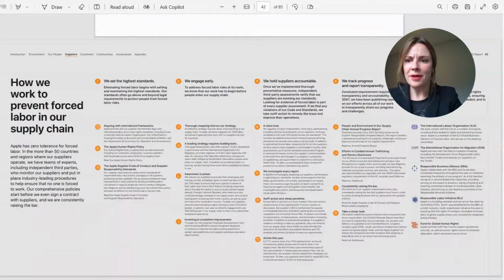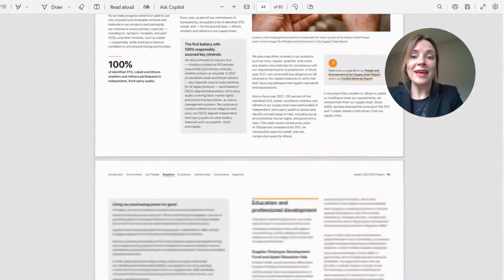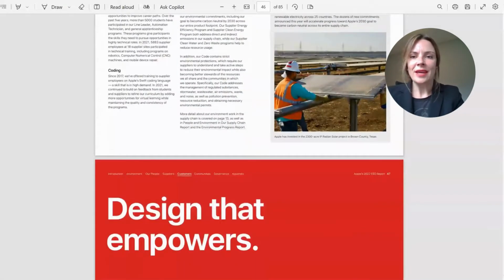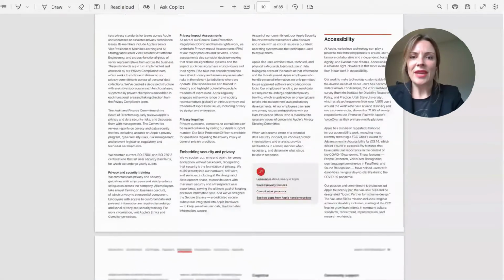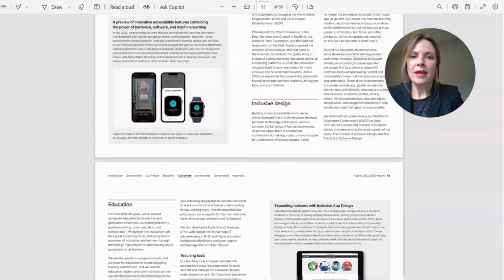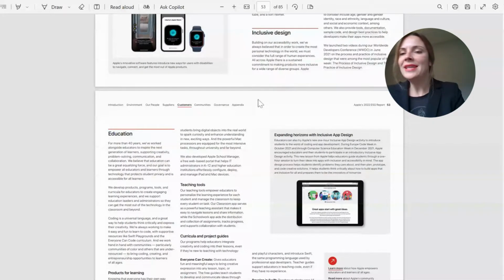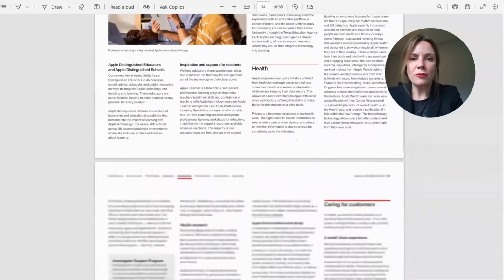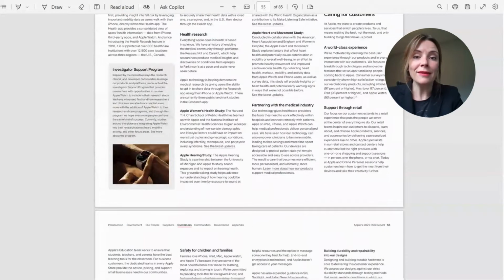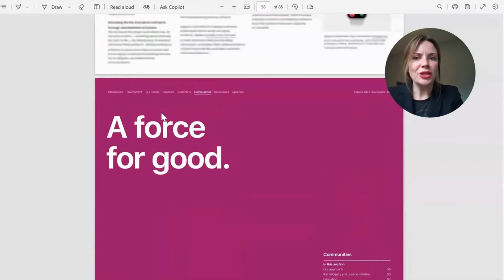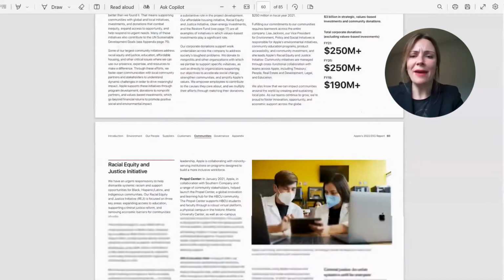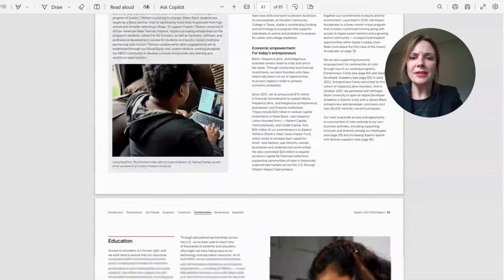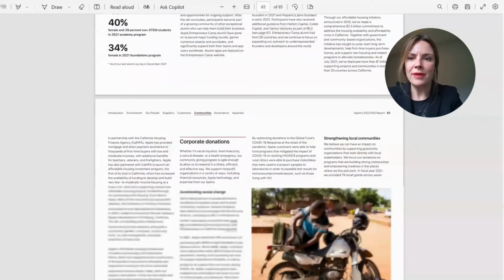They even talk about how they work to prevent forced labor in their supply chain. So that could be child labor, modern slavery. They talk about ways to detect that and ways to remove that. Then they talk about their customers and how they approach them, with inclusive design for the S in ESG, for educating more people around the world, for promoting health. And then they're a force for good. So this is communities. How are they helping their communities? What are they donating? How are they educating people around the world?